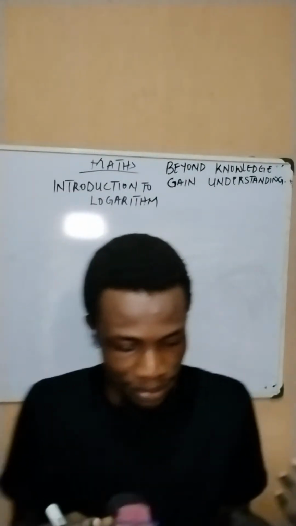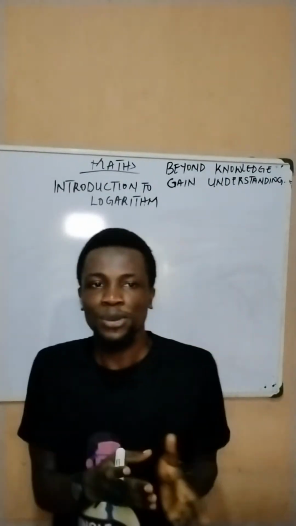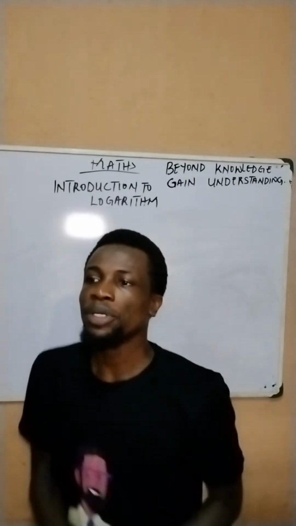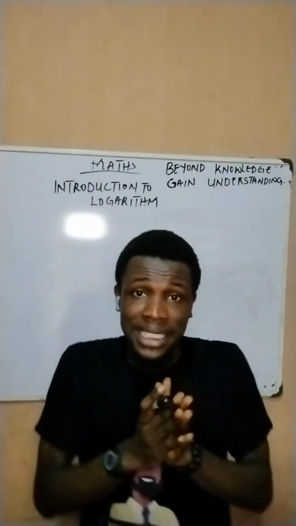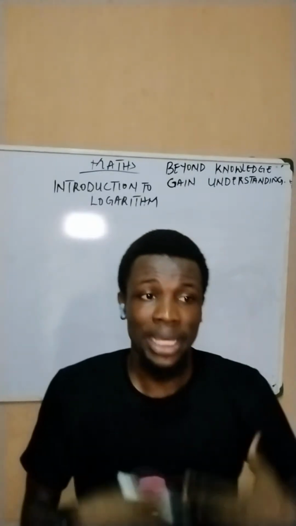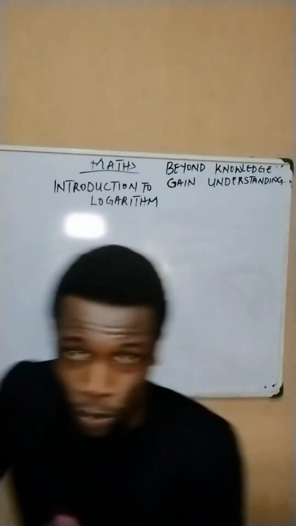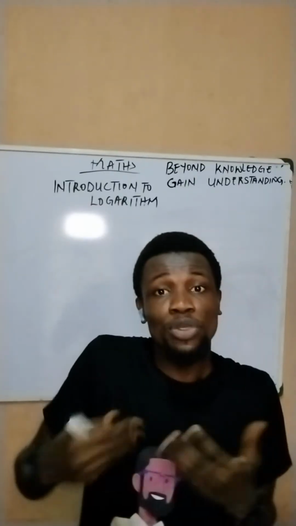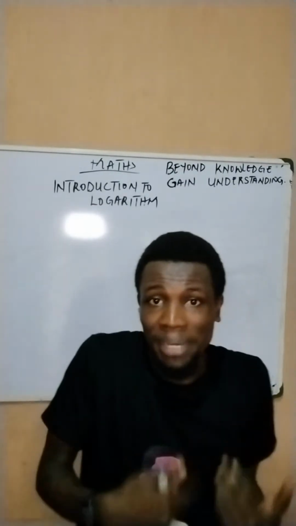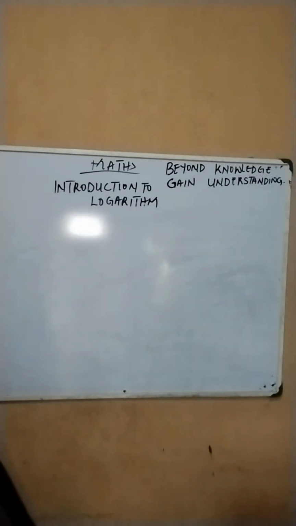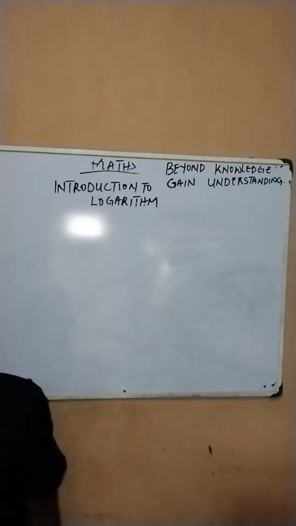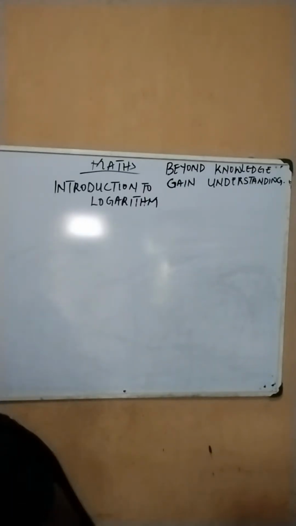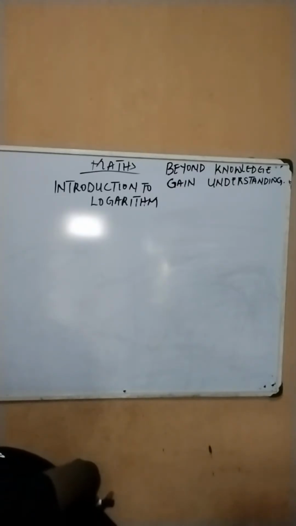quite similar to indices. Why? Because the whole idea of indices is expressing numbers in a certain way. In the same way, logarithm is doing the same thing. We are expressing a certain number in a particular way. So I have some definitions here that I want to write out on the board so that it will be easy to sort out why x is equal to 3 raised to the power of y.